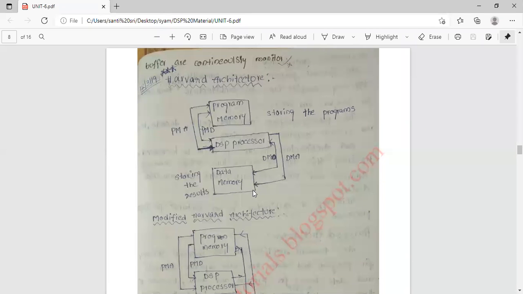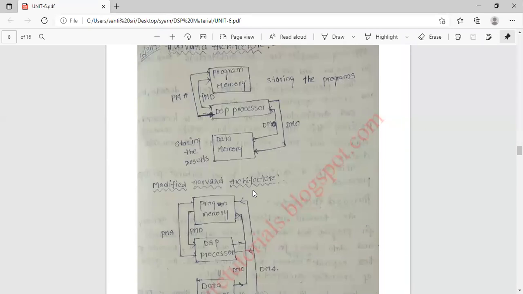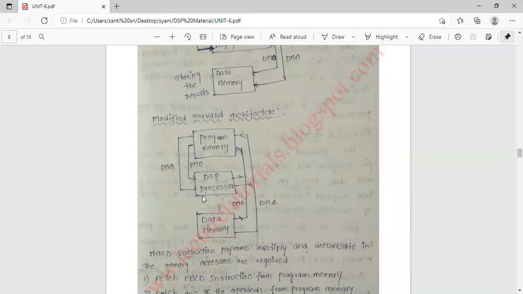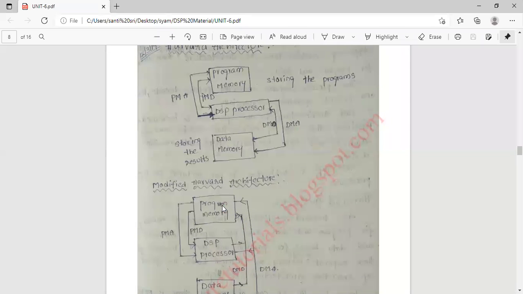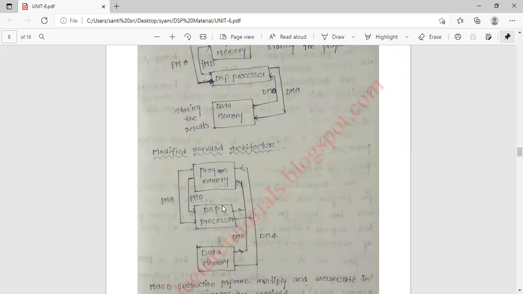This hardware architecture will be modified like this. This is the DSP processor, with the same data memory and program memory. There is a slight modification like this.